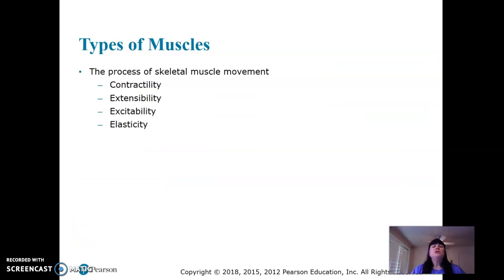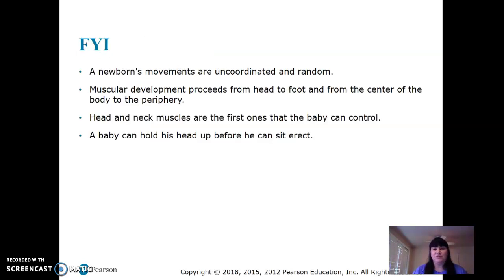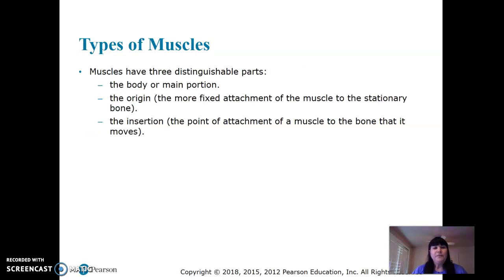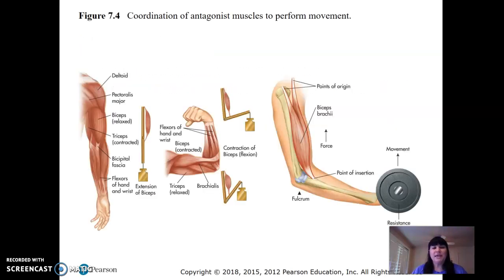All right, so the process, what do muscles do? The process of skeletal muscles and how they move. Okay, so again, I'm gonna go to this picture because a picture is worth 1,000 words. When muscles work, think of your biceps, okay? So when muscles work, what they do is they contract. They get shorter. So as they work, they get shorter. And that's the way they work, okay?